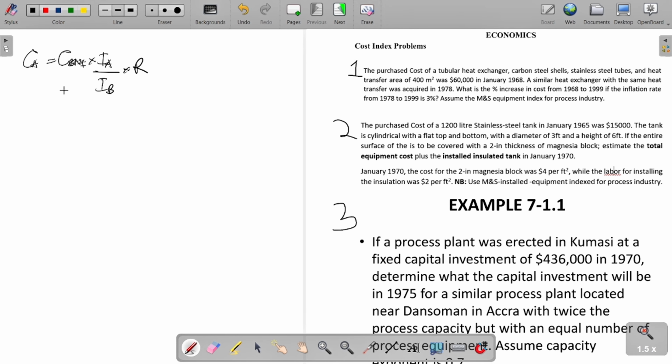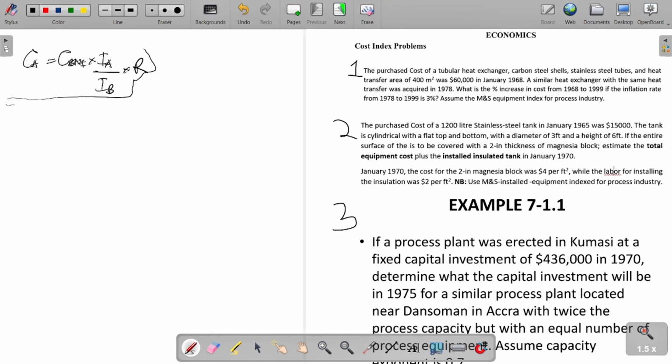So based on this approach, you'll be using it to solve some questions. They can ask you to use some of the methods that we have. They can ask you to assume M&S, Marshall and Swift, equipment index. They can also ask for process industry. We also have others over there. So let's see how to evaluate.